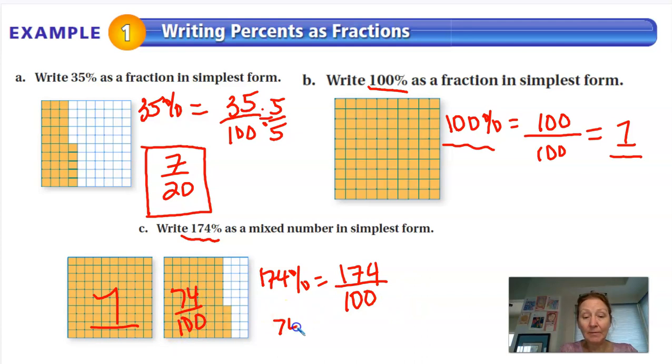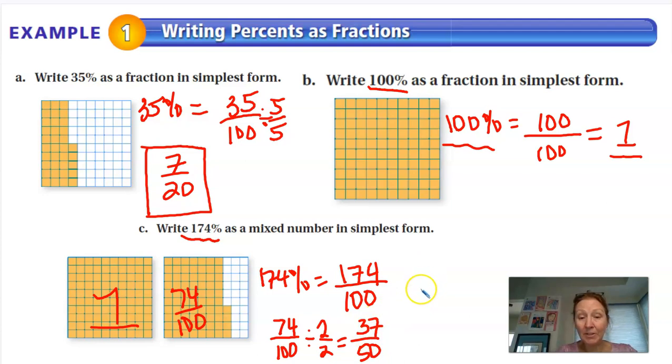So I'm going to take the 74 over 100, and they're both even. So I'm going to divide it by 2 over 2. And let's see, what do I get? Half of 74 is 37. And half of 100 is 50. And that can't be simplified anymore, right? 37 is a prime number.